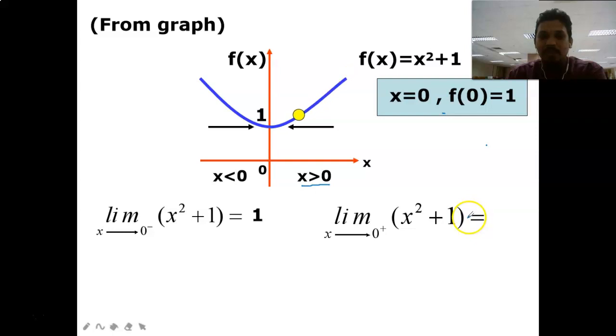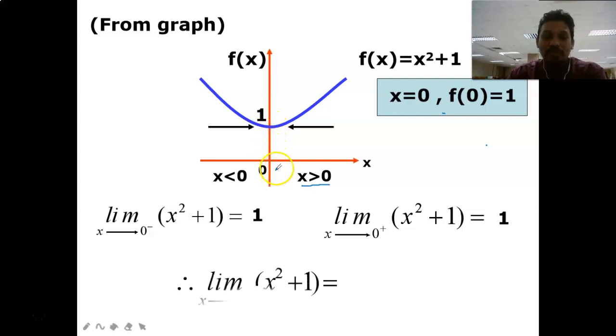Look at this one here, approaching 0 from the right, so x equals 1. So from both left and right, it is approaching one value of y, which is 1 here. So the limit of x squared plus 1 as x approaches 0 equals 1.